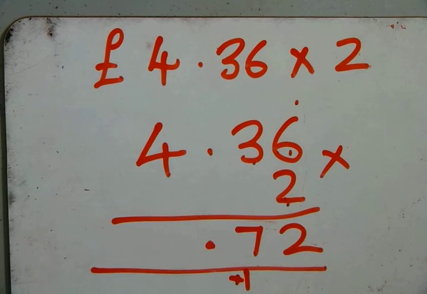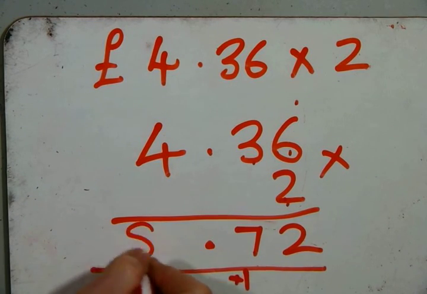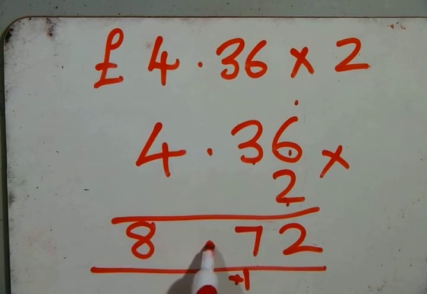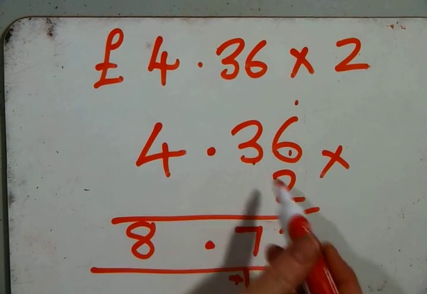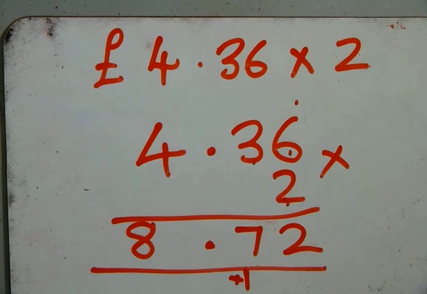2 times 4 is 8. Don't forget to keep the decimal point in line. You should have 2 digits after it, just like in the question. Have a go yourself.